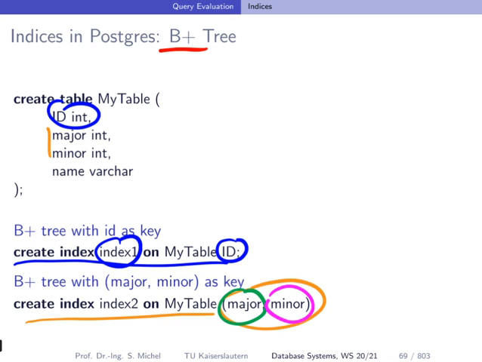B plus tree, it says here and here and here, but it does not say so in the definition or in the call of this SQL statement. This is not needed because B plus tree, at least in Postgres, is the standard index to be used.